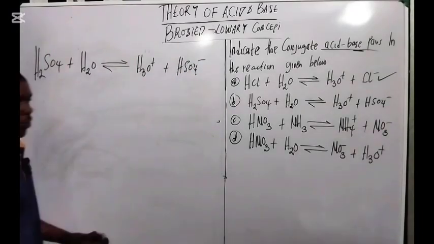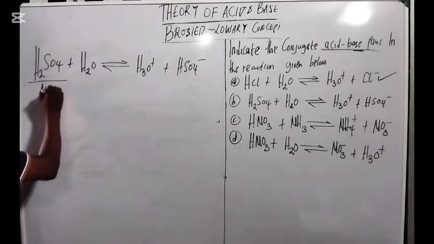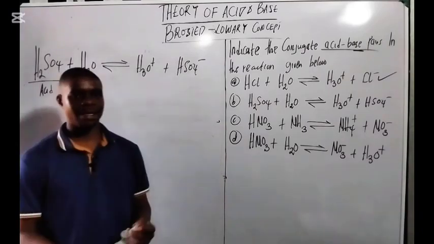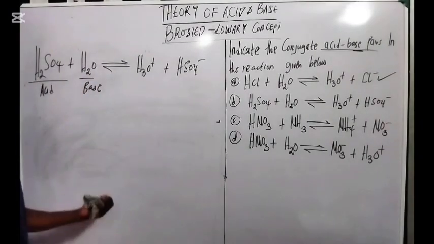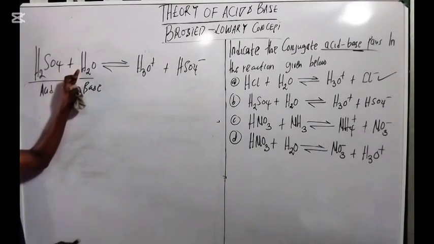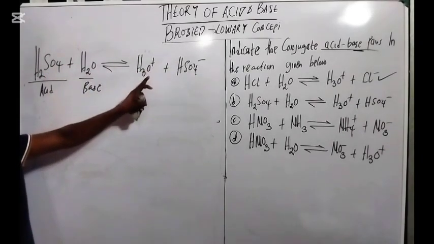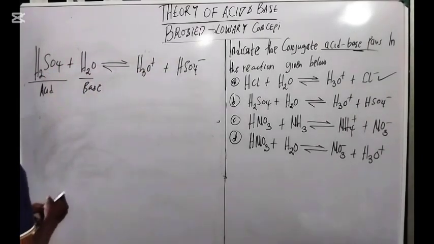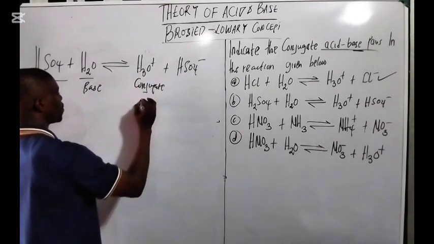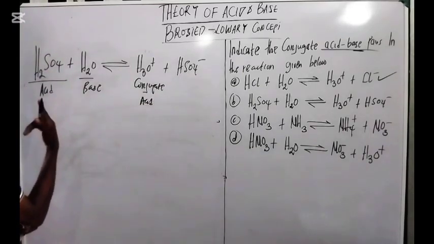So let's look at this one here. What is the acid, and what is the base? Water here is reacting with an acid, so it is going to behave like a base. This guy is going to lose a hydrogen to that one here. When water accepts a hydrogen, it becomes H3O plus, so this one is the conjugate acid. Now this guy itself has lost one hydrogen.